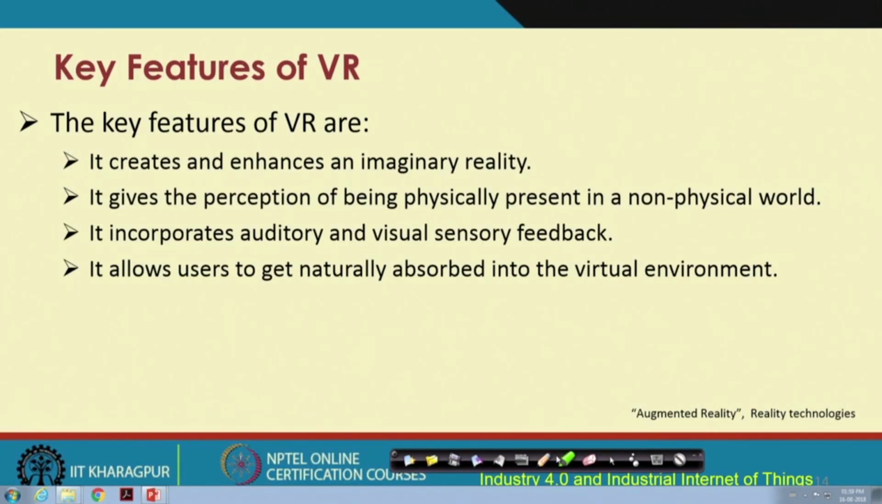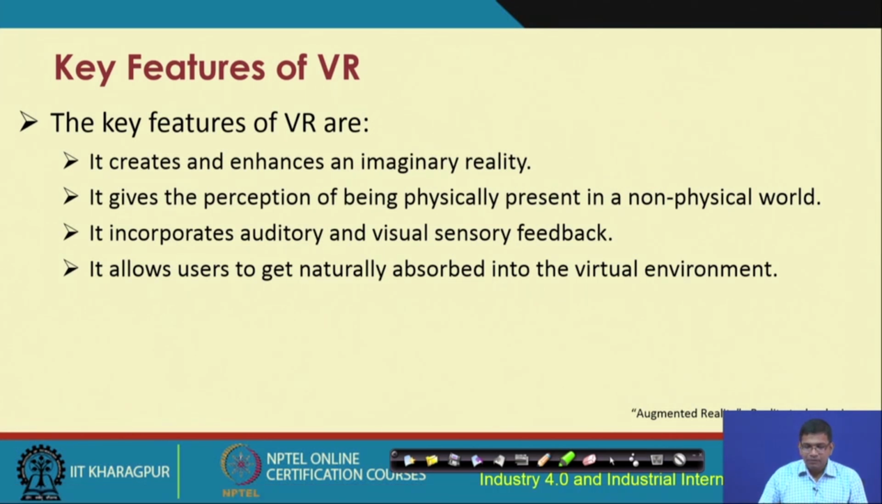There are certain sensors which give the user the feeling that they are holding the steering wheel of the car, but actually the user is not holding the steering wheel and is not driving the car. So, I hope this makes it clearer how it is going to work, not the technical details, but an overall impression of how VR works. It allows users to get naturally absorbed into the virtual environment. This is also very important in VR.